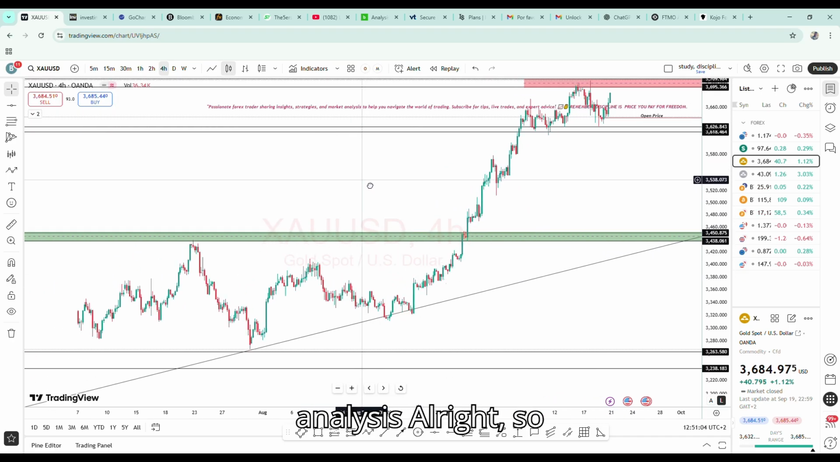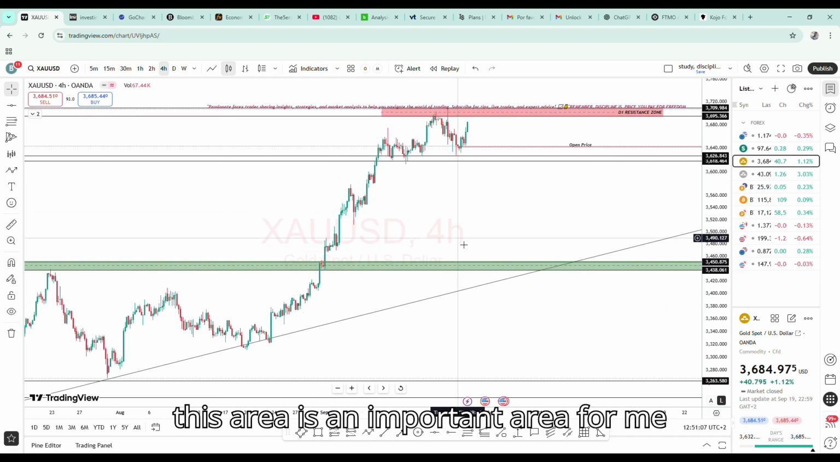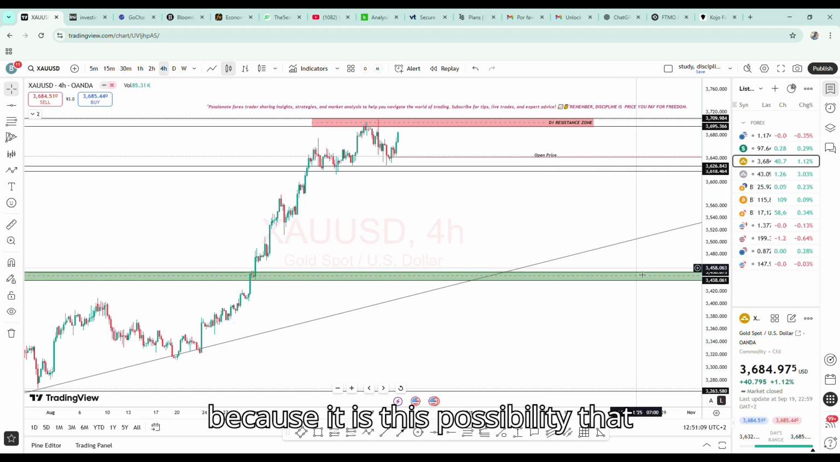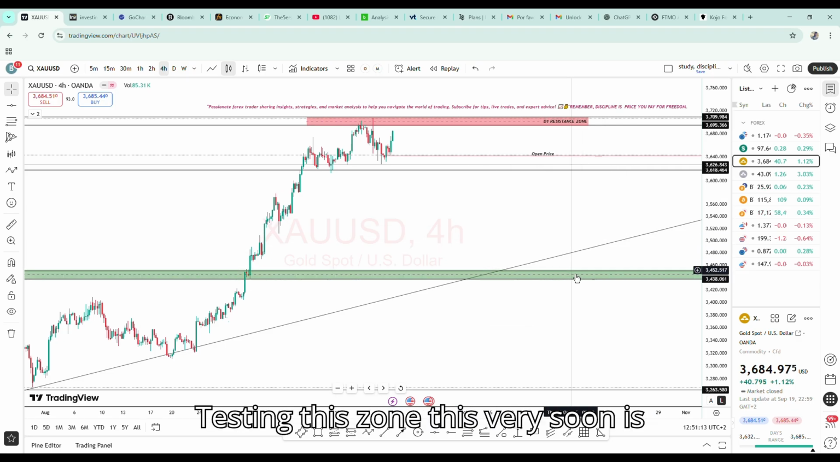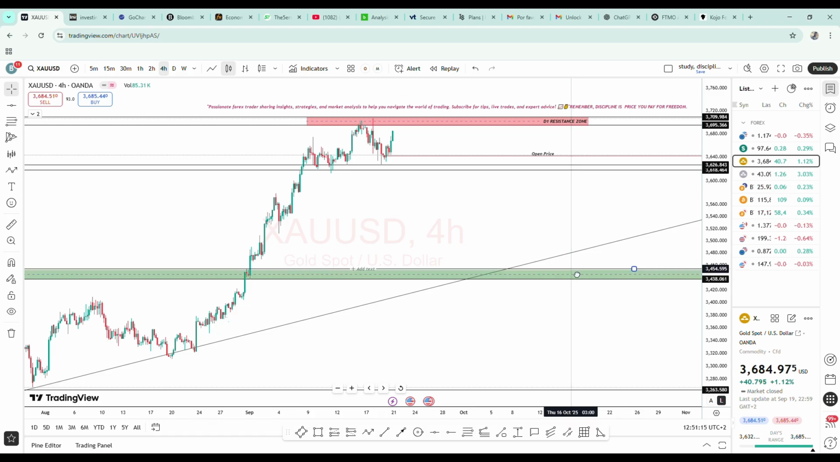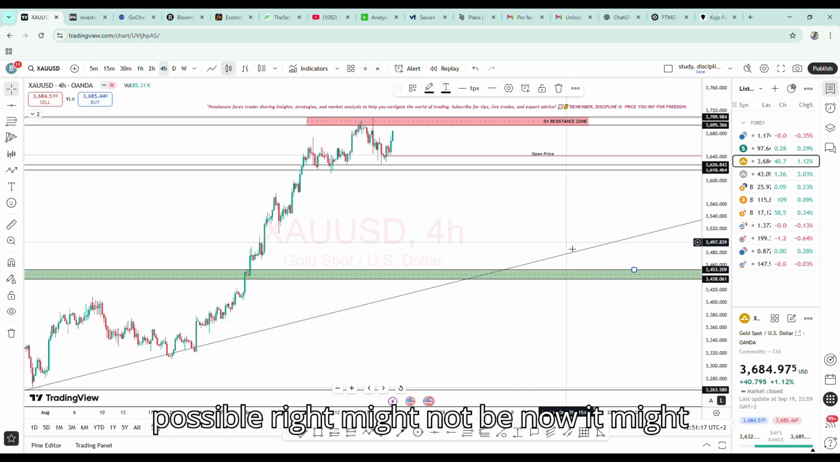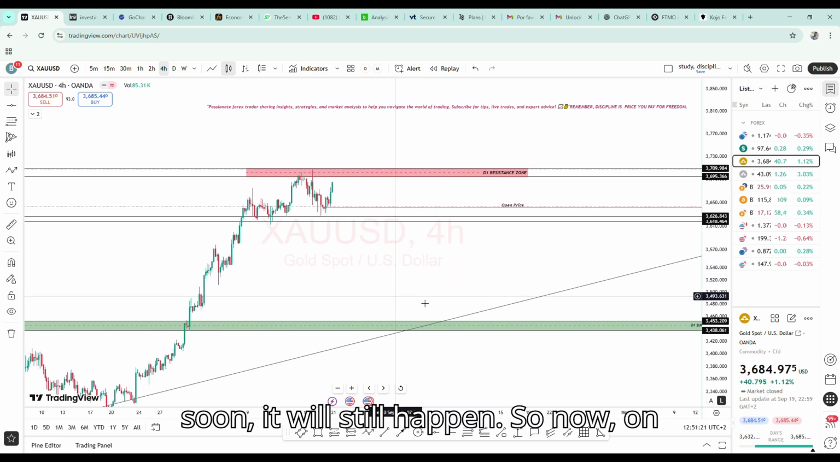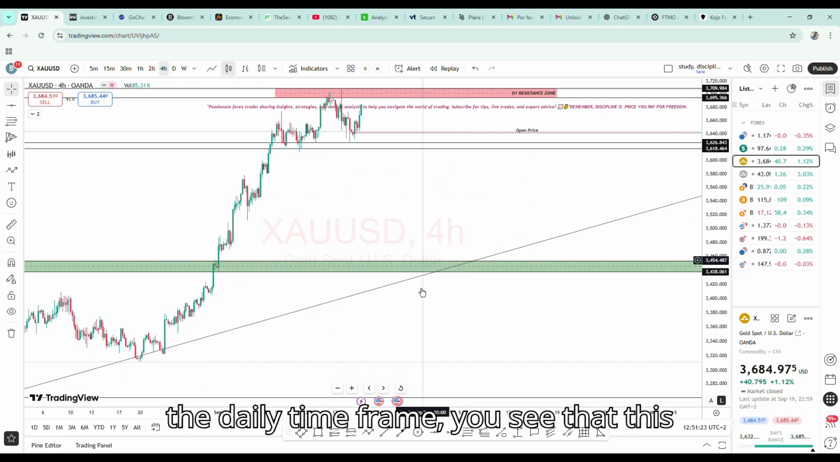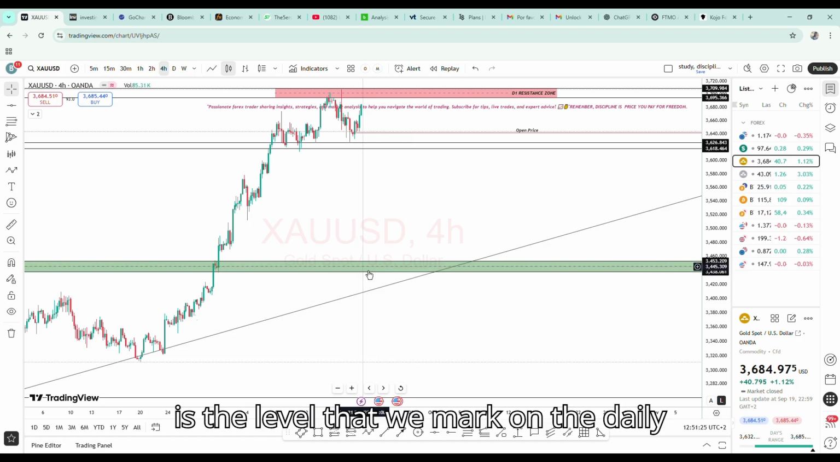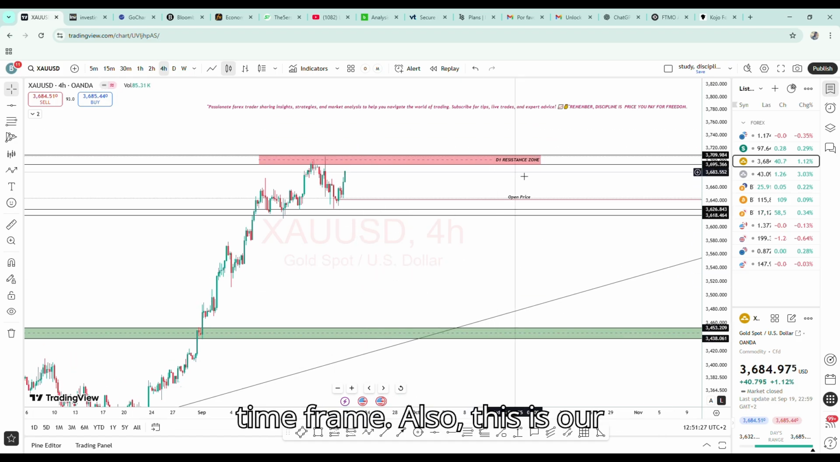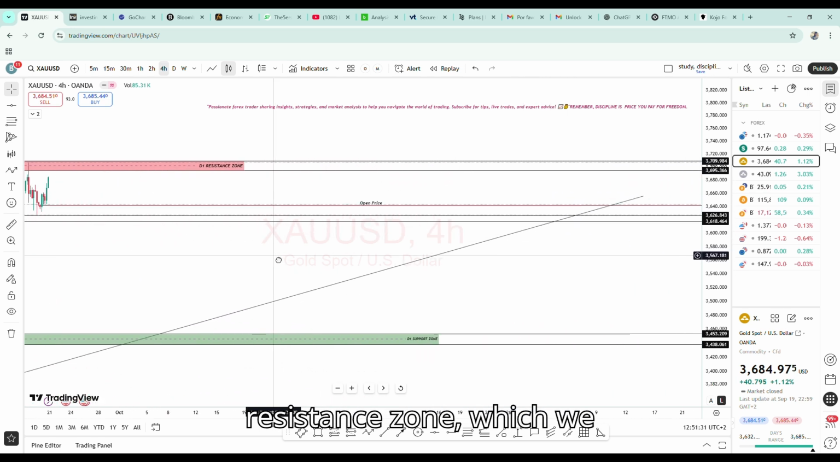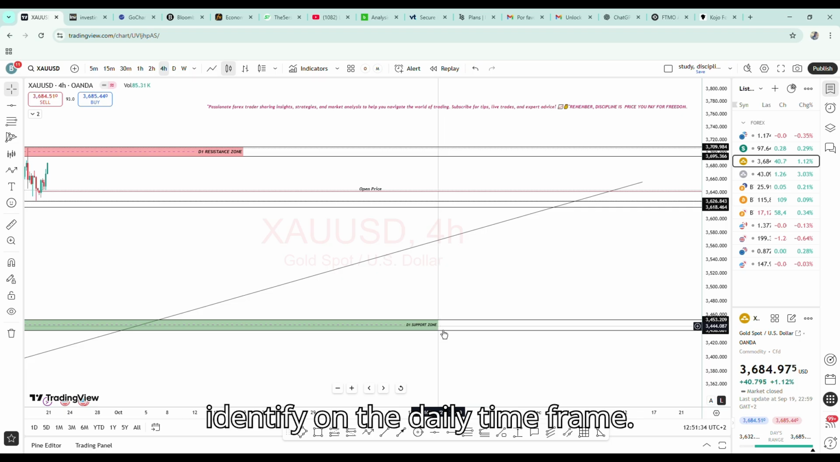This area is an important area for me because there's a possibility that the market will come back here to test this very zone again. It's possible. It might not be now, it might take a lot of time, but it will still happen. On the daily time frame, this was the level that we marked. This is also our support and resistance zone which we identified on the daily time frame.